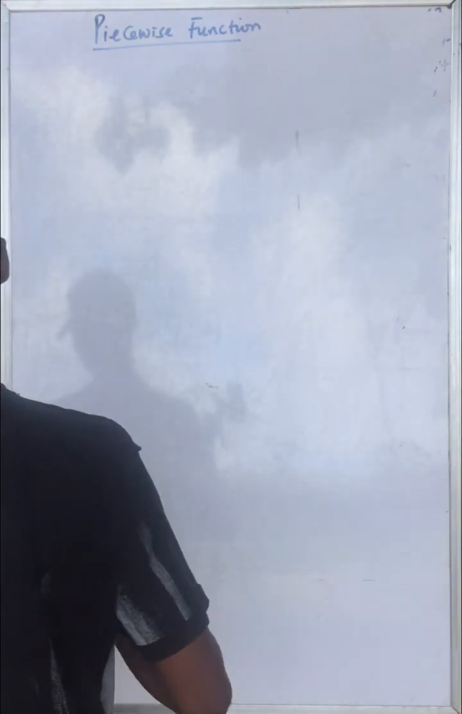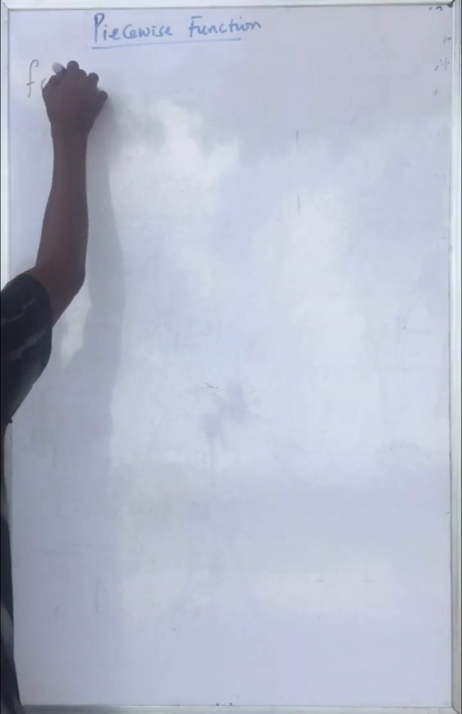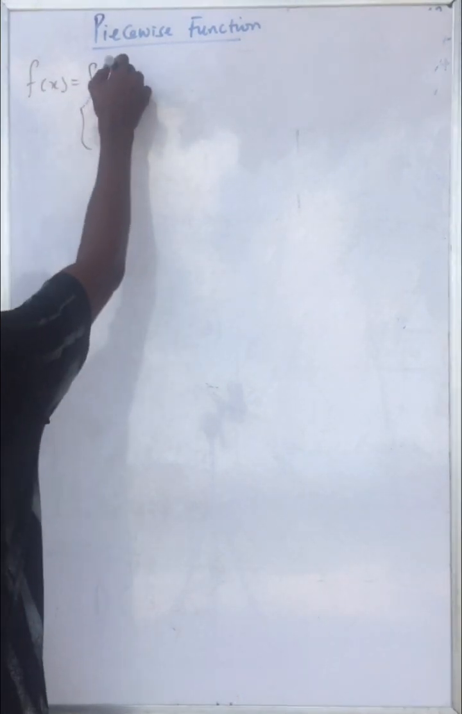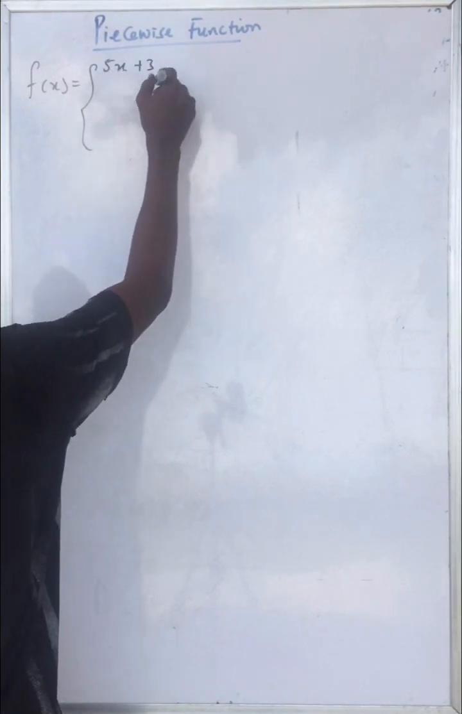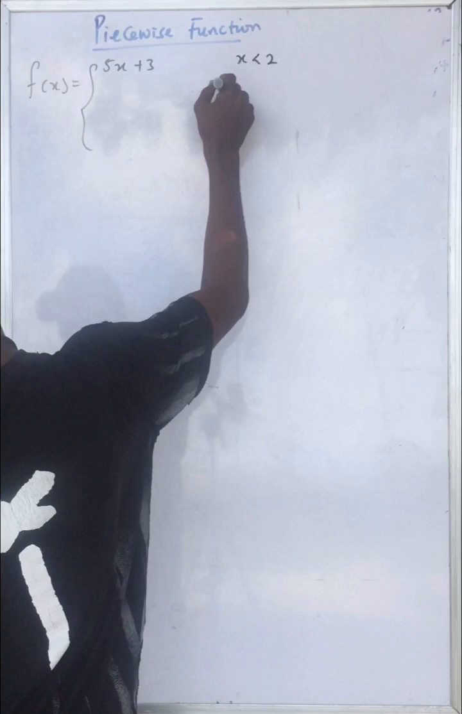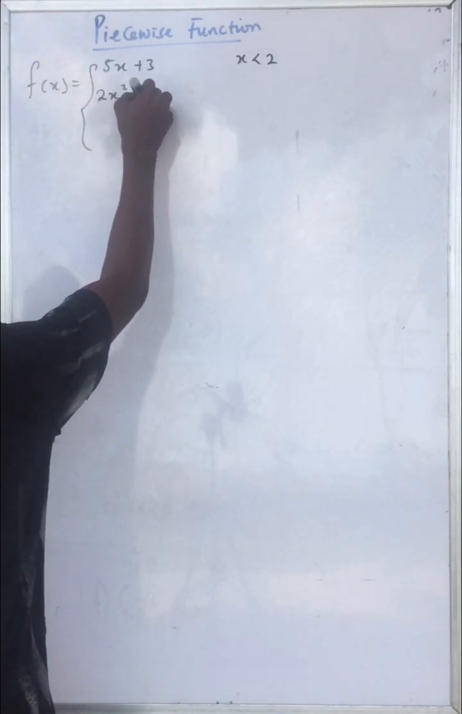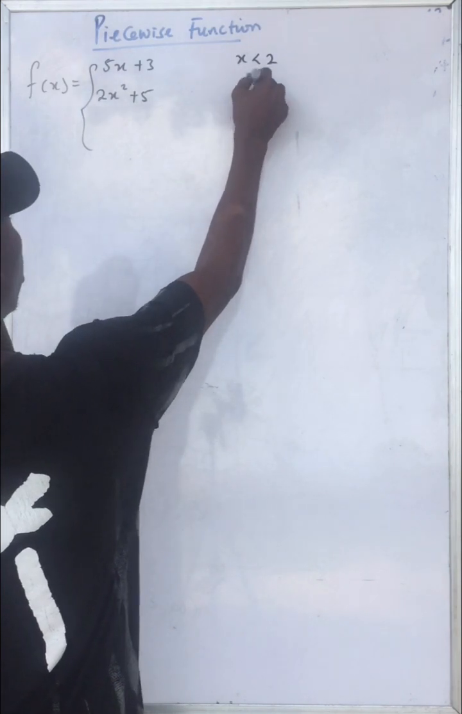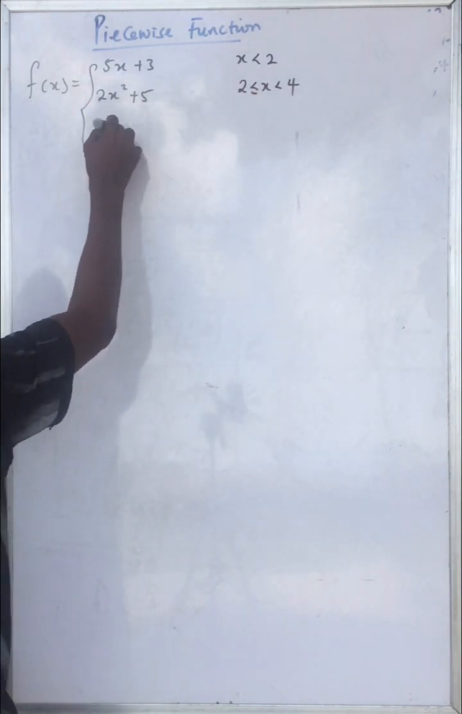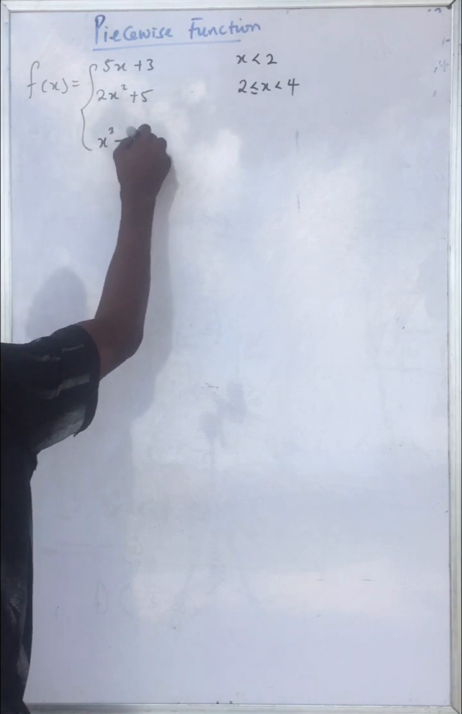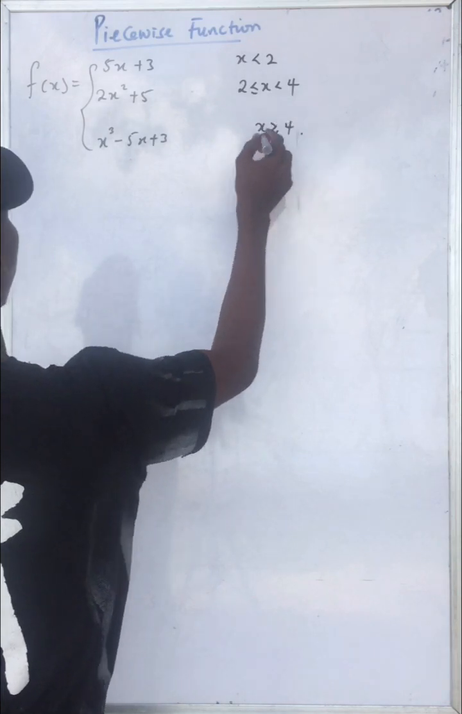If we have a function f of x, 5x plus 3 at x less than 2, 2x squared plus 5 at 2 less than or equal to x less than 4, and x cubed minus 5x plus 3 at x greater than or equal to 4.